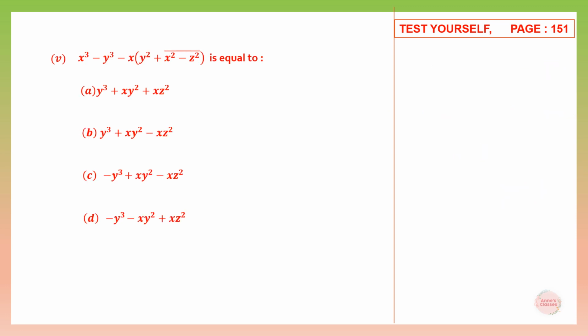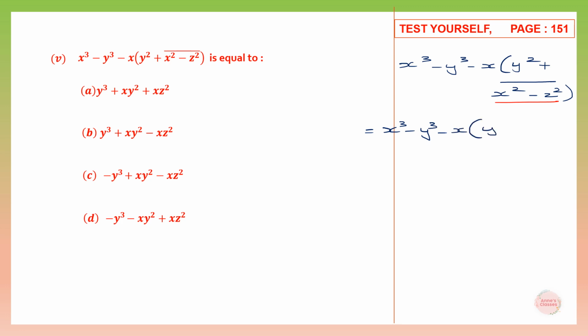Question 5. Here also, let's write it down first. x cube minus y cube minus x into, here we have x y to the power of 2 plus x square minus z square, and this is within bar bracket. First we need to work out what is within bar bracket. So we're going to get x cube minus y cube minus x, and here we have y square. Now x square minus z square are unlike terms, so we have to write it as it is, plus x square minus z square.